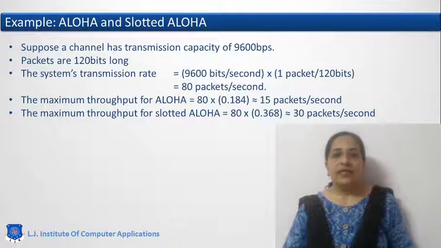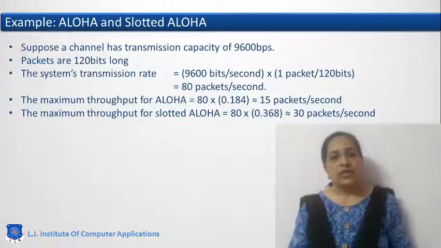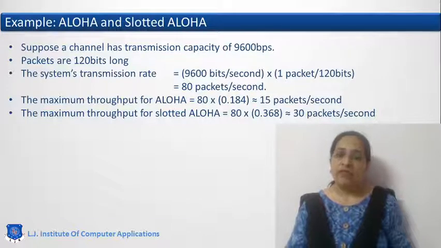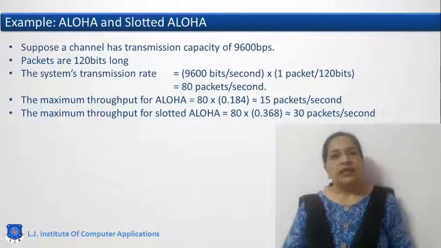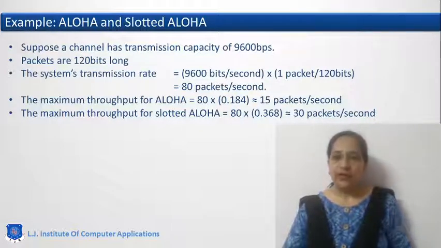We can understand the difference between pure Aloha and slotted Aloha using one example. Suppose a channel can transmit at a data rate of 9600 bits per second and a station has to transmit 80 packets per second. If we are using Aloha, then only 15 packets per second are transmitted successfully, while in slotted Aloha it is 30 packets per second. This means in this example the throughput is double in slotted Aloha.